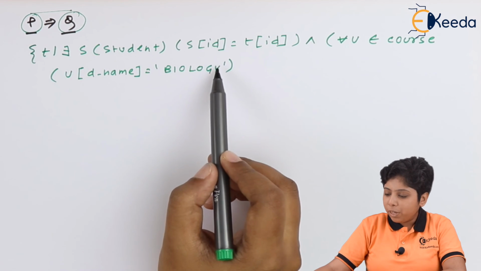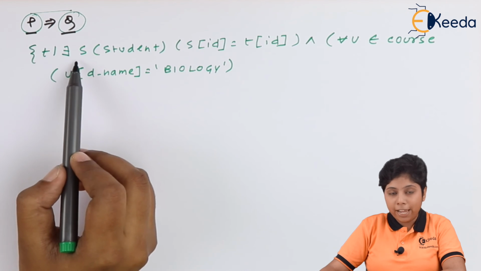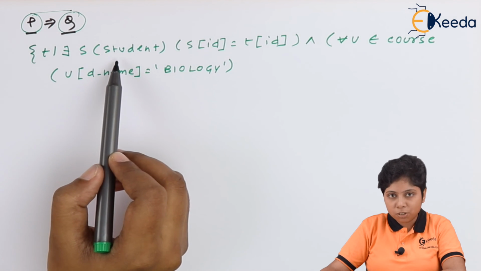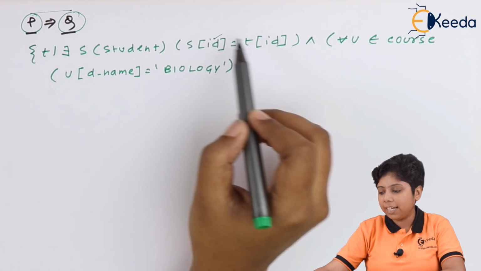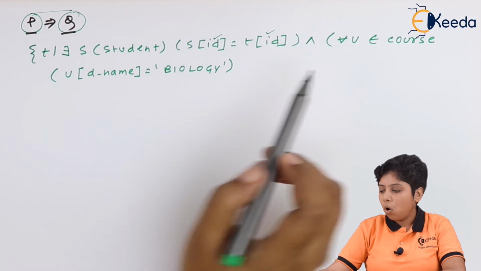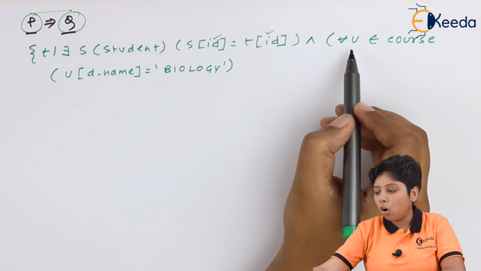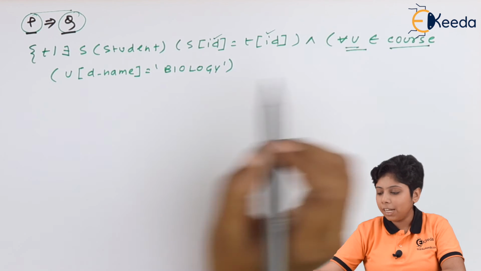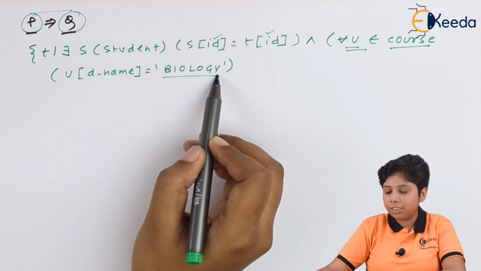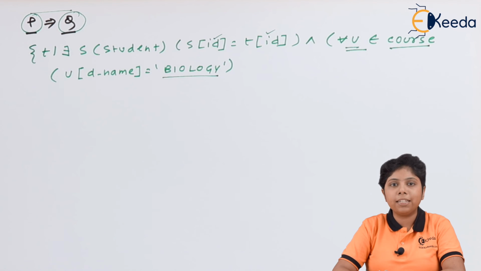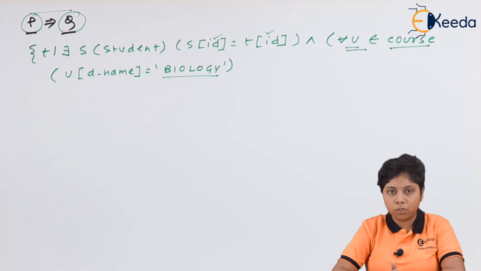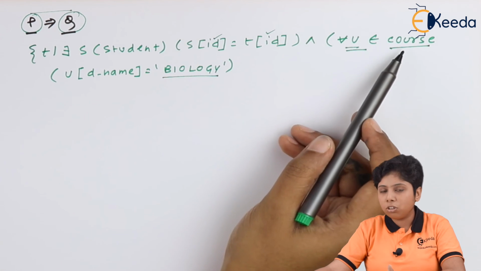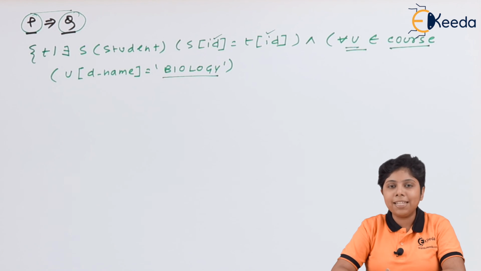See here in this predicate, first we are checking that S, a tuple that belongs to the student relation, has an SID matched with the TID. Also that for all U, a tuple that belongs to the course relation, has a department name biology. That means we are first checking that the student belongs to the biology course or not. Now if it belongs to the biology course, then it implies that the student must belong to the university. So we will go to the next part now.